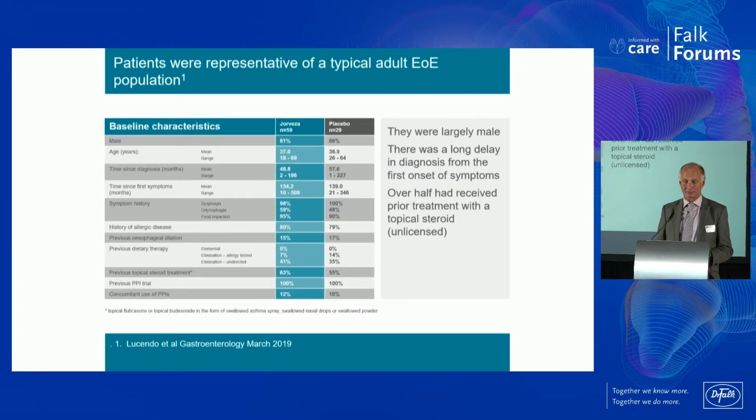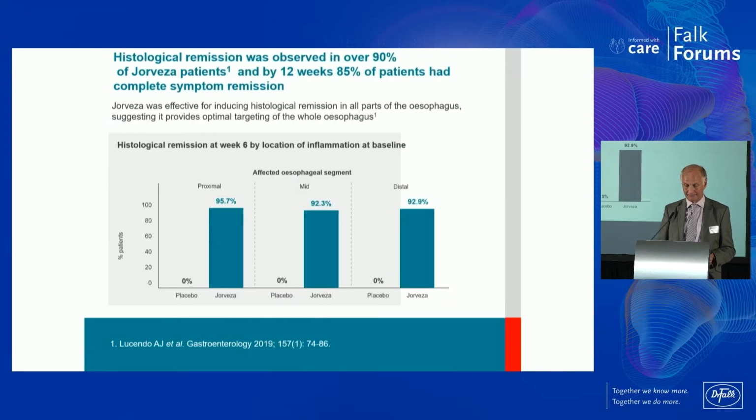And they were typical of the young guys. They were about 8 years since their diagnosis. 80% of them were male. They had a typical age around the 30s, and they'd often tried other therapies unsuccessfully beforehand.